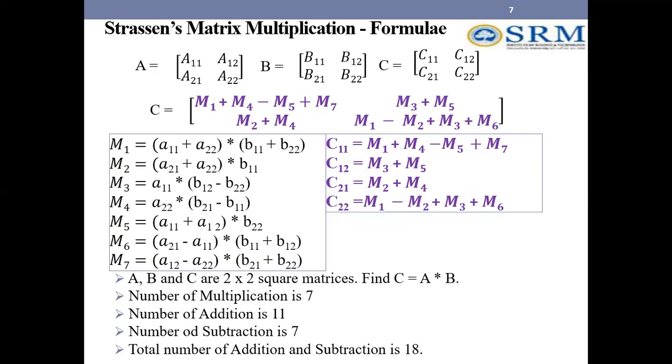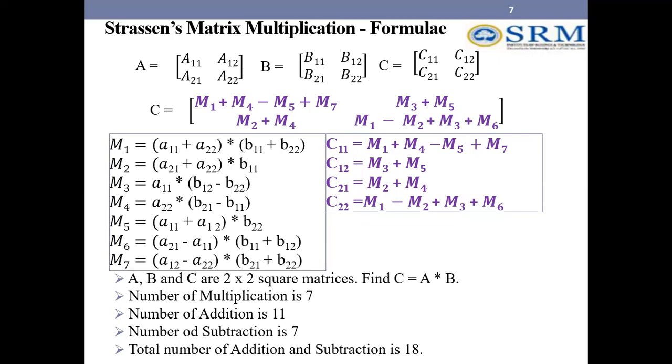See the formula M1 to M7, how many multiplications? There are 7 multiplications. That is the difference between the brute force approach and Strassen's matrix multiplication. Here N is 2, the number of multiplications in brute force is 8. In Strassen's matrix multiplication, the basic operation, multiplication, is reduced to 7, which is one lesser than the brute force approach. In brute force, the number of multiplications is 8. In Strassen's, it is 7.